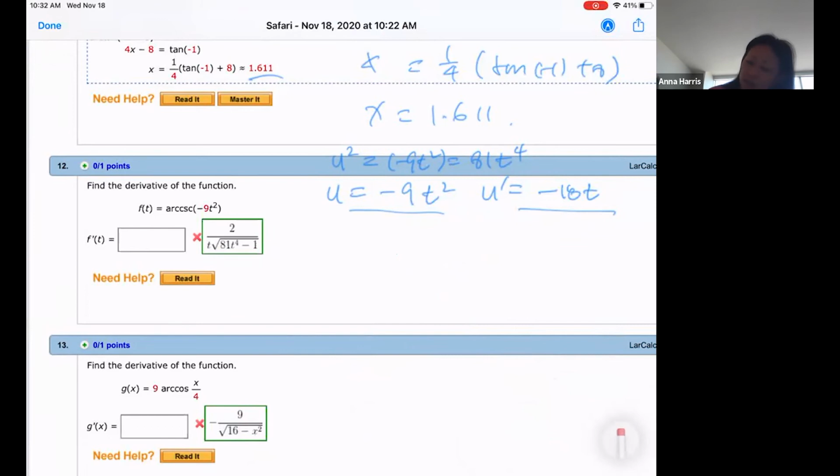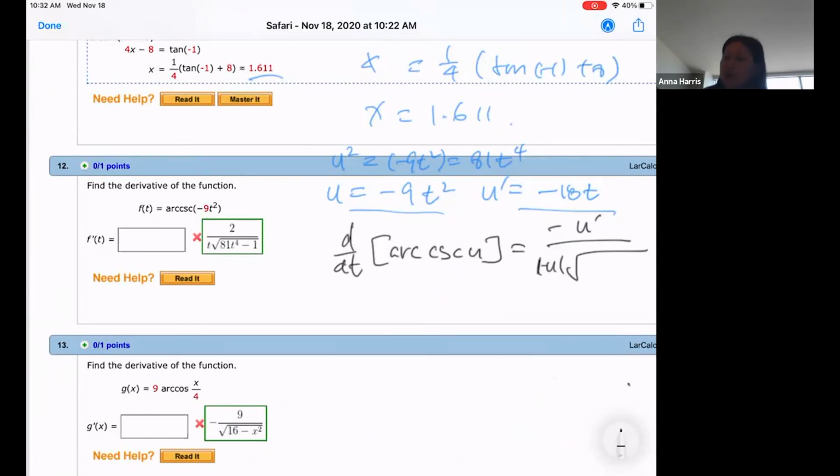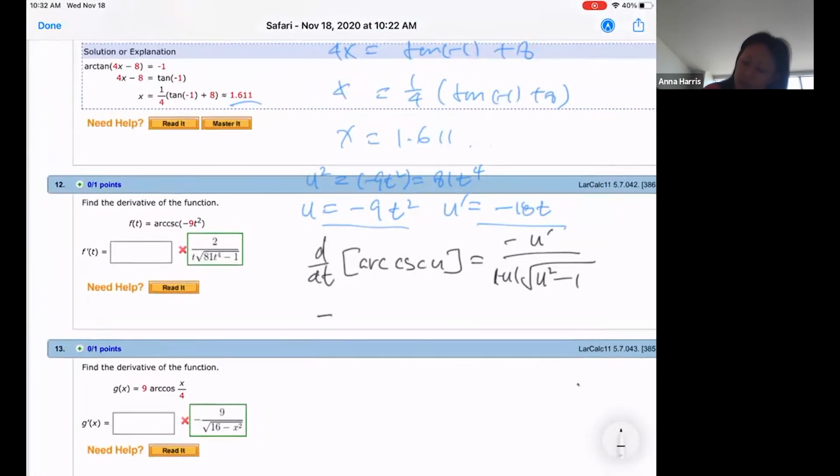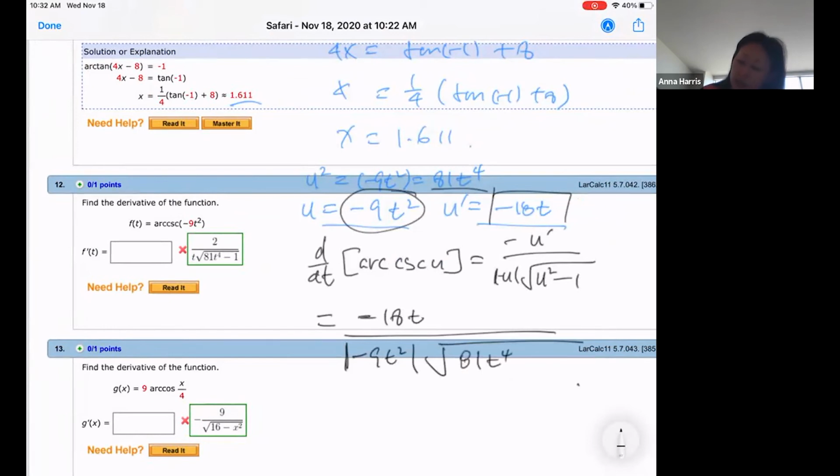All right, so the derivative of arc cosecant u is equal to negative u prime over absolute value of u times square root of u squared minus 1. That is the formula. We're going to do exactly what the formula says. U prime, we got it right here, negative 18t. U, which is right here, negative 9t squared. And the square root of u squared, which is 81 t to the 4, minus 1. I can take the absolute value out, so I have negative 18t over 9t squared, and the square root of 81 t to the 4 minus 1.